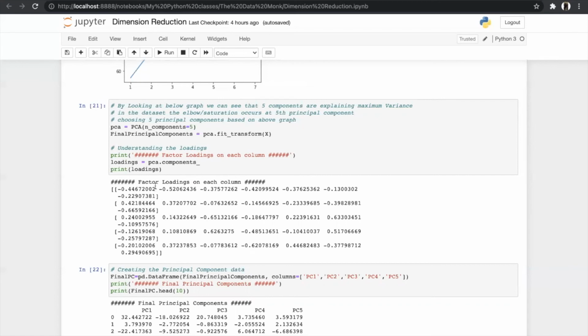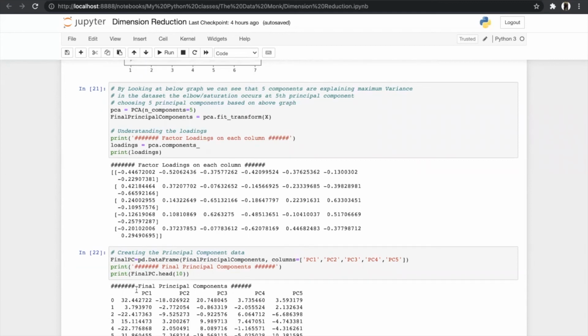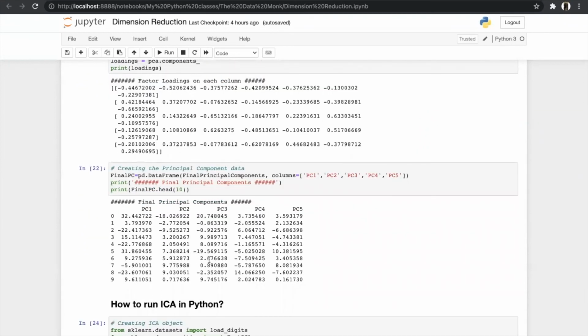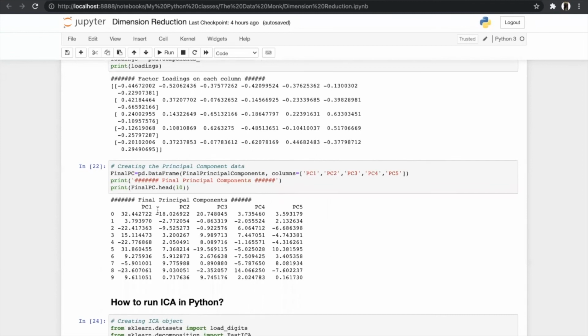Then after that, we will convert this factor loading into a data frame. To do that, we again use pd.DataFrame and assign the value to final_PC, and then print the head of final_PC. So this is the head of the final PC. This is our components PC1, PC2, PC3, PC4, and PC5. From this, you can also see that PC1 has the highest variance, higher than PC2. Then PC2 has a higher variance than PC3, and so on, as PC1 explains the highest variance in our dataset.